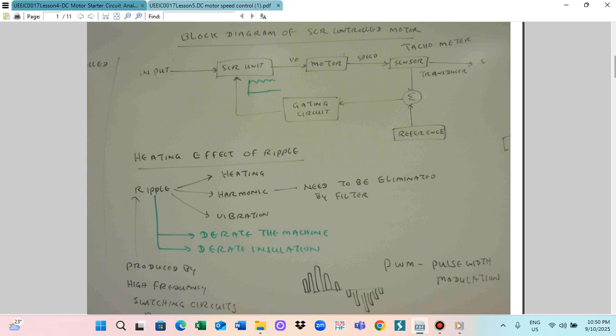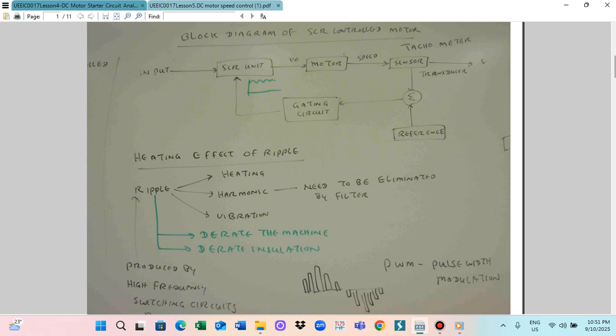One disadvantage of this DC voltage is that it includes ripple. Ripple is produced by the high frequency switching. So high frequency switching produces ripple, and this ripple is a disadvantage that can produce a heating effect. The heating effect of ripple means that this SCR unit is producing the fast-rated DC. So ripple is a disadvantage that can produce a heating effect.